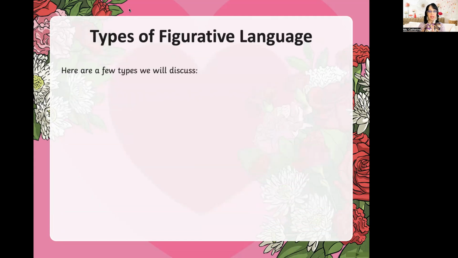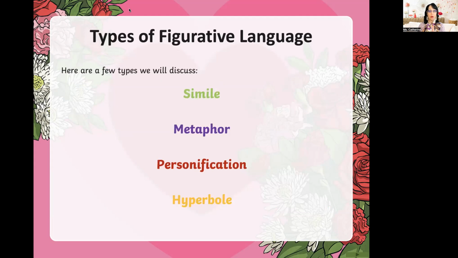Types of figurative language. Here are a few types we will discuss. Simile, metaphor, personification, and hyperbole. Now these are tough to pronounce, so say them with me. Simile, metaphor, personification, hyperbole. One more time. Simile, metaphor, personification, hyperbole. Good job.